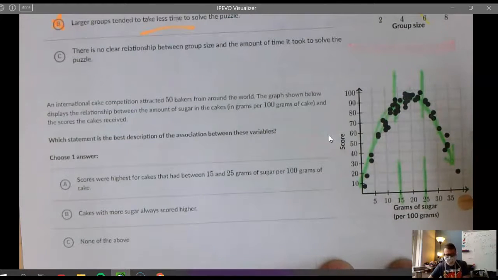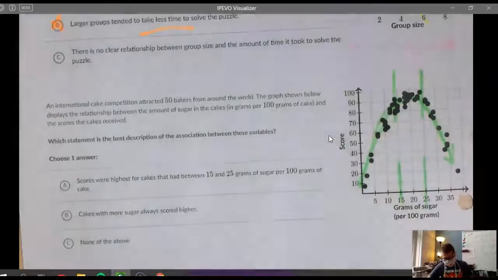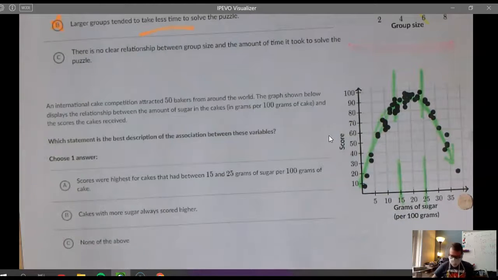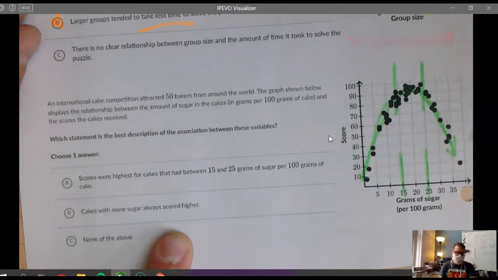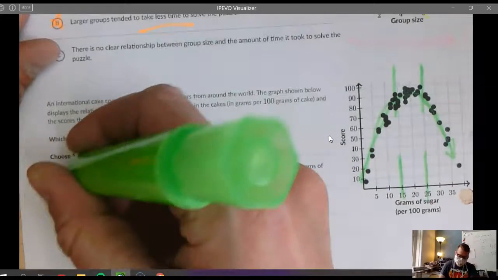You can't use too much sugar in a cake or else it tastes way too sweet. Now, I know some of you might think that cakes with more sugar always score higher, but that is not true, especially when the icing has too much sugar.